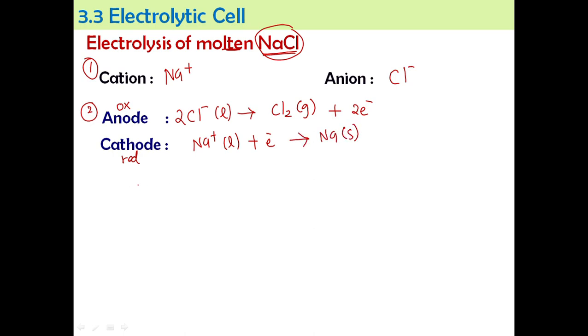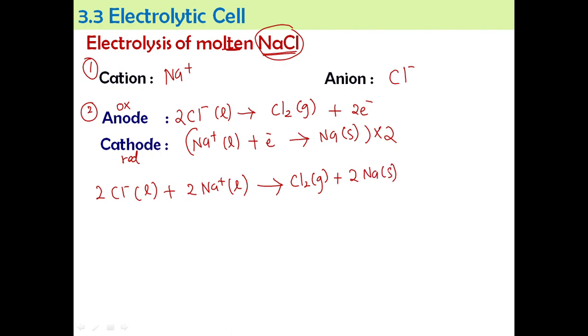So kalau saya nak tulis overall equation, we must cancel the electron. For this, we have to times with 2. Okay, jadi overall equation kita dapat 2Cl minus liquid tambah 2 Na plus liquid. Okay, I hope that while watching this, terus completekan your notes dan terus buat bersama-sama dengan saya, okay? Dia akan produce Cl2 gas plus 2 Na solid. Okay, jadi produk yang terhasil daripada elektrolisis ni adalah chlorine gas dengan sodium solid. Okay, so itu yang kita concern.